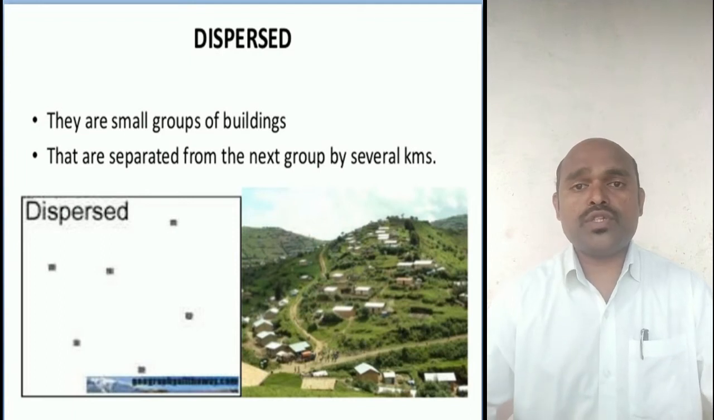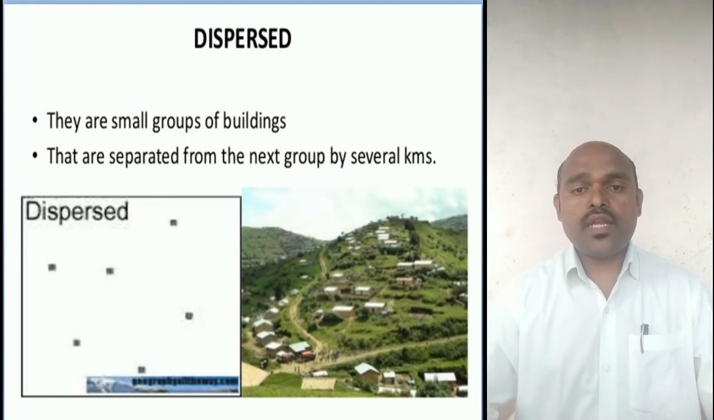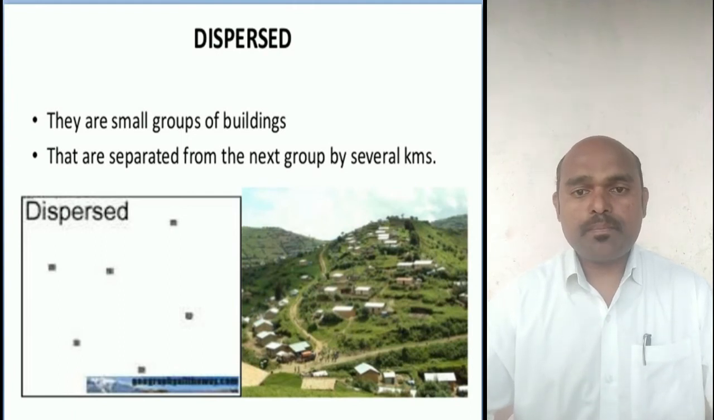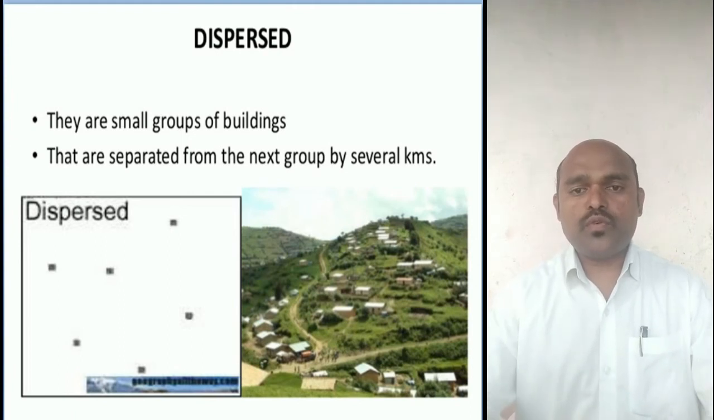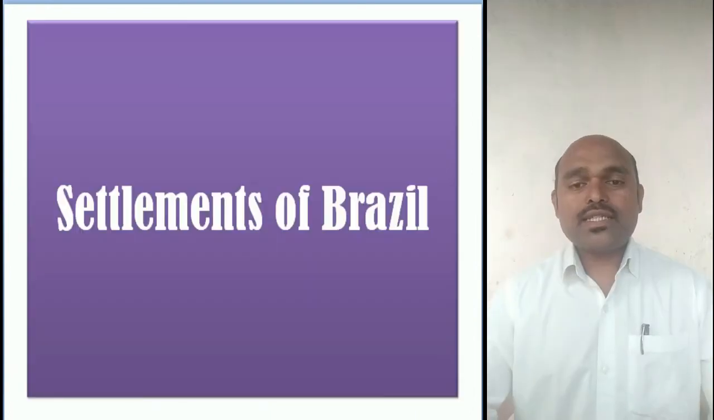But there are many villages in India, if you go to Rajasthan, the slopes of the Himalayas or the tribal parts of India, there you will find this dispersed type of settlement. And many villages today also have this dispersed type of settlement. Okay, so let us understand the settlement of Brazil.